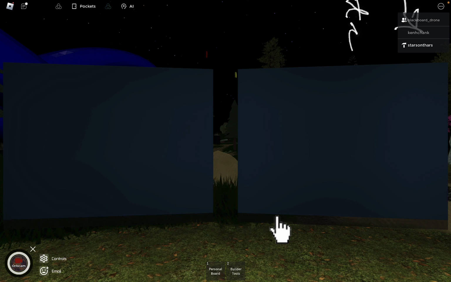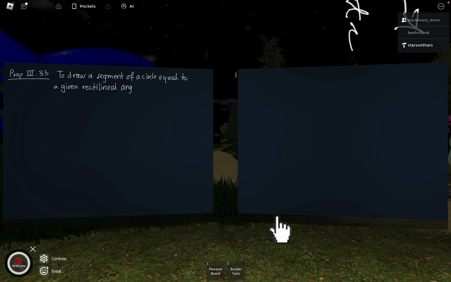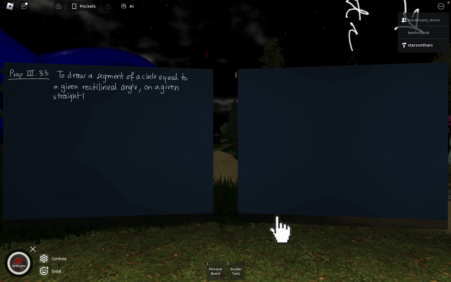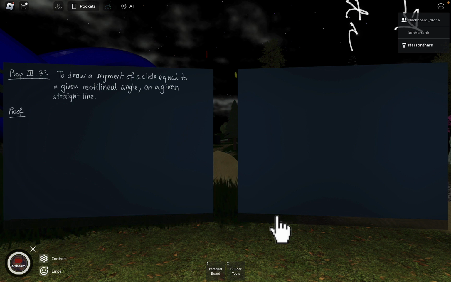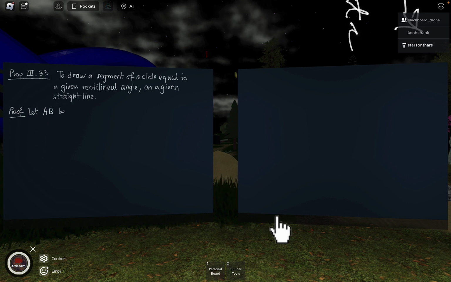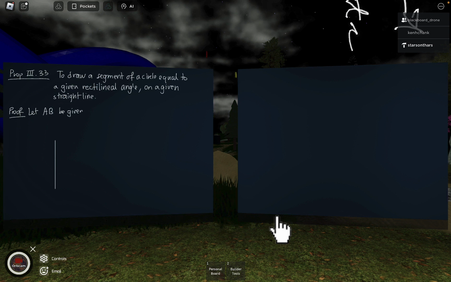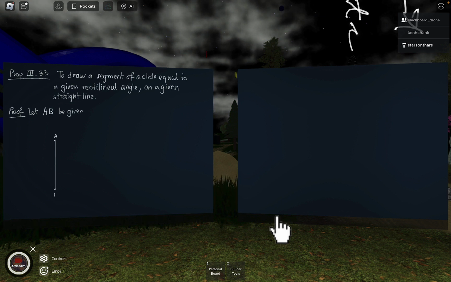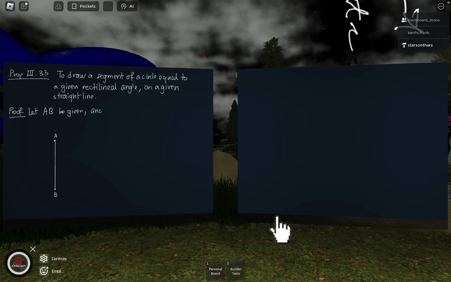All right. So proposition 3.33 says to draw a segment of a circle equal to a given rectilinear angle, on a given straight line. So let AB be given, and angle C.